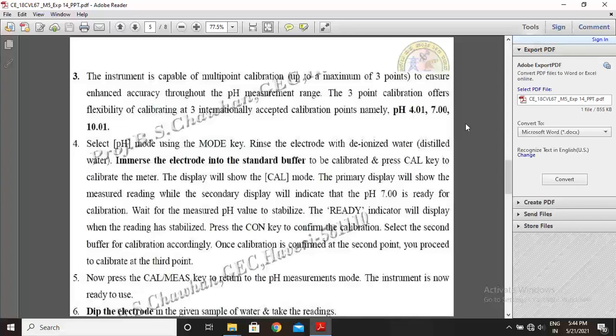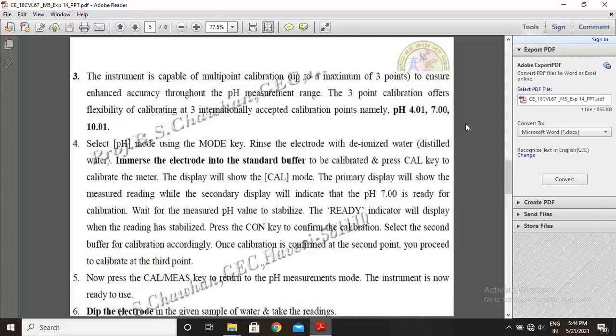Then press the calibration or measurement key to return to the pH measurement mode. Now the instrument is ready to take the readings. Then dip the electrode into the given sample of water and take the readings. So this is the procedure to calibrate and take the readings using the instrument.